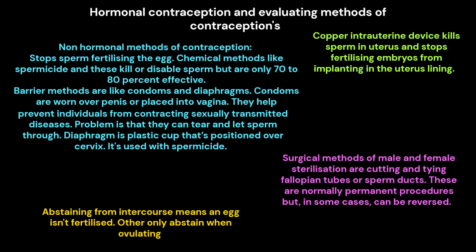Non-hormonal methods of contraception. These stop sperm fertilizing the egg. Chemical methods like spermicide kill or disable sperm, but are only 70 to 80% effective.